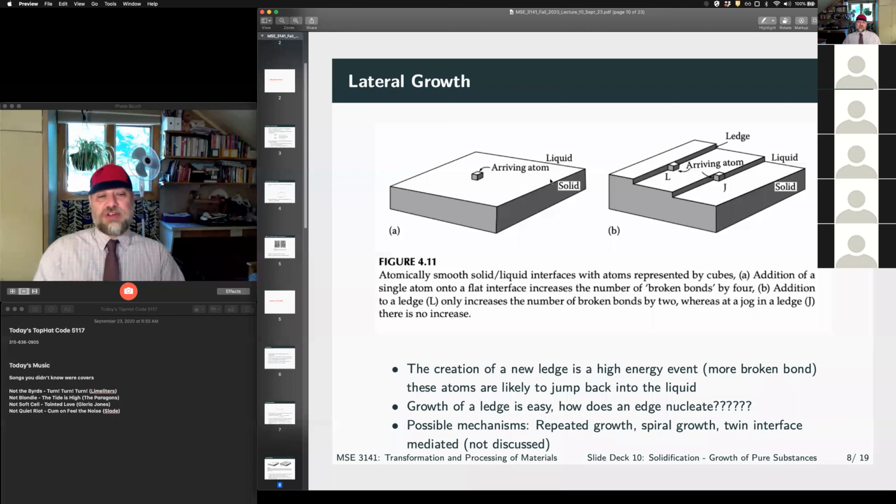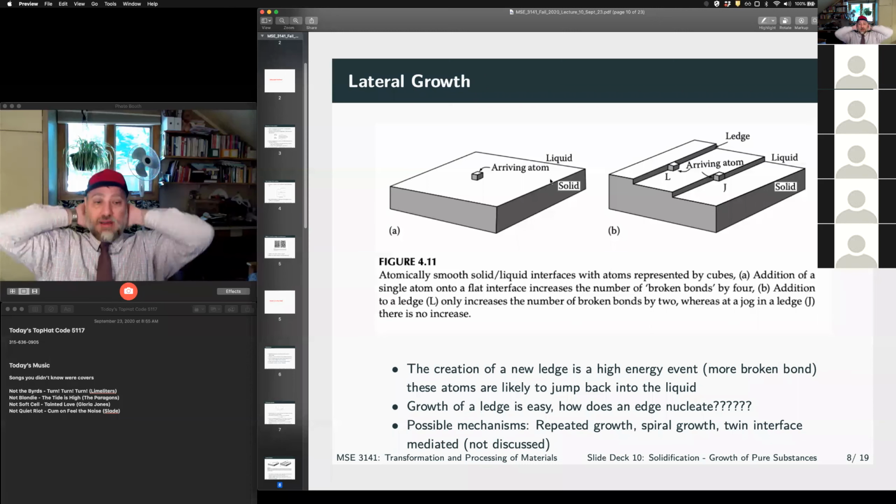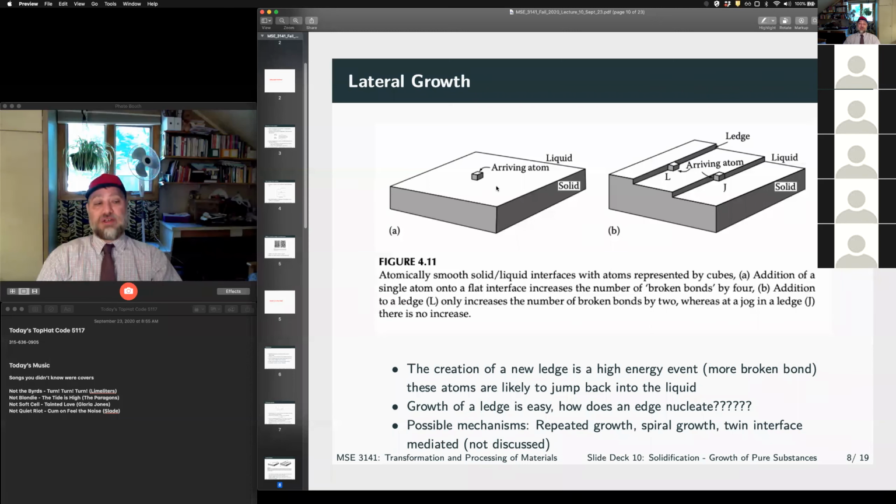So since the interfacial energy is high, there's an energy penalty that we have to pay to create a new layer. If we have a ledge or a step and we put a new atom here, we can work through the same logic and see that we only increase by 2. But if we're growing this kink out, it doesn't change our number of broken bonds at all, right? So creating a new layer is very hard.